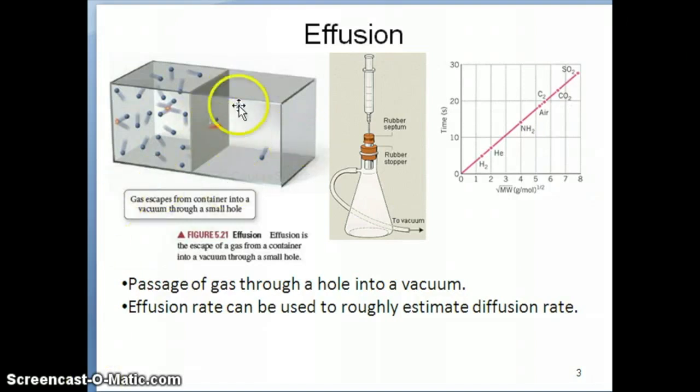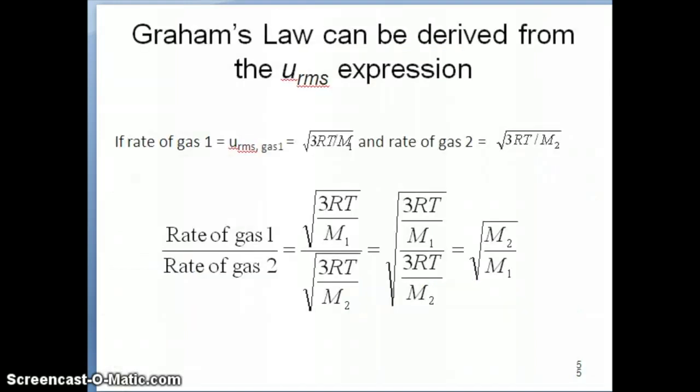And we have an equation for root mean square velocity that comes from the kinetic molecular theory. The root mean square velocity of gas 1 is equal to the square root of 3RT over molar mass of gas 1. Now this would be our effusion rate, so the effusion rate of gas 1. The effusion rate of gas 2 would be just this, which is the square root of 3RT over M2.